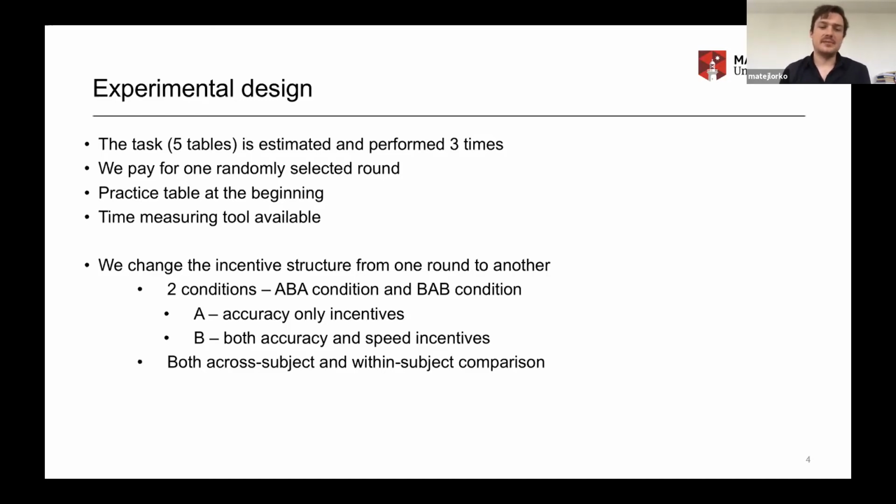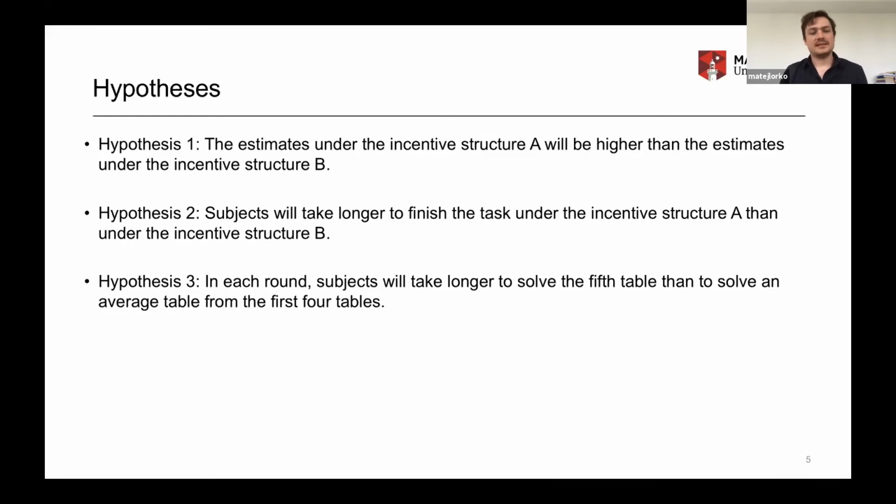Why do we do that, ABA, BAB, why do we change the incentives from one to another? It's because we want to be able to show both across subject as well as within subject comparison of behavior under different incentive structures. So our hypotheses.